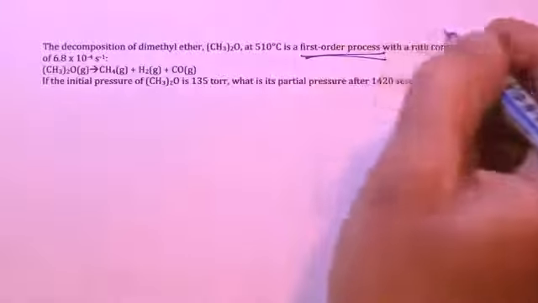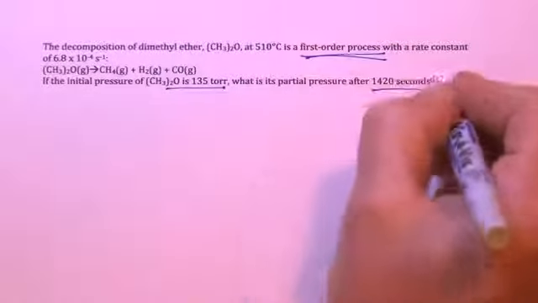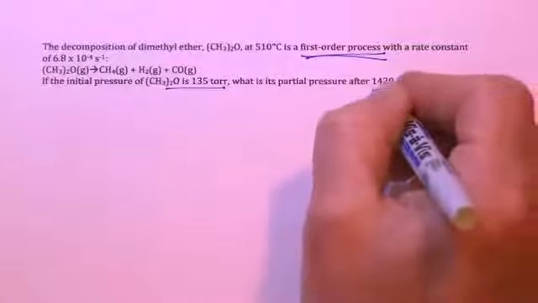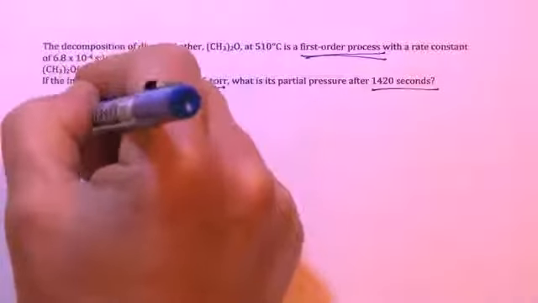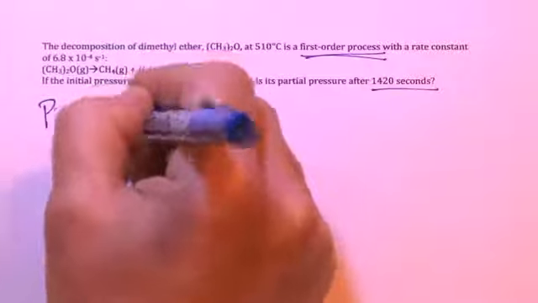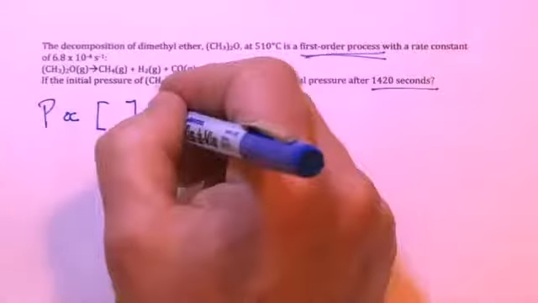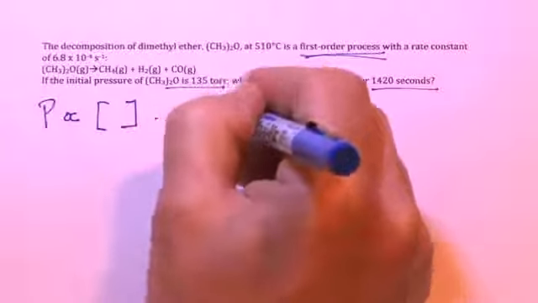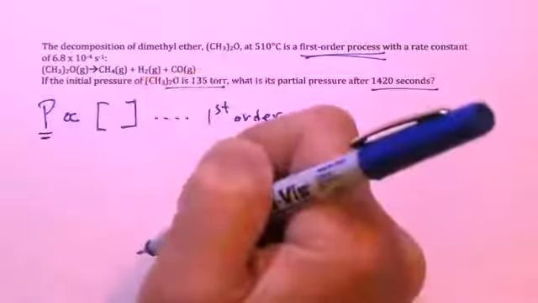All right, it tells us this is a first order process, and it tells us that there's an initial pressure of 135 torr, and then it has a partial pressure that we don't know at 1420 seconds. Well, if you remember back from the very beginning of the chapter, we talked about how pressures are proportional to the concentrations of substances. When we're talking about gaseous reactants and products, they're both proportional to one another. So we can simply replace concentration with pressure in the first order integrated rate law equation.